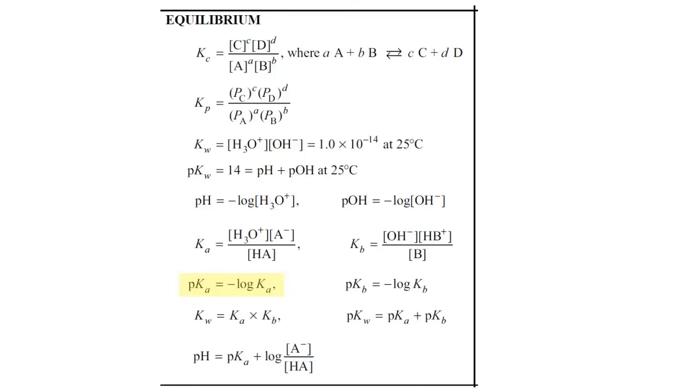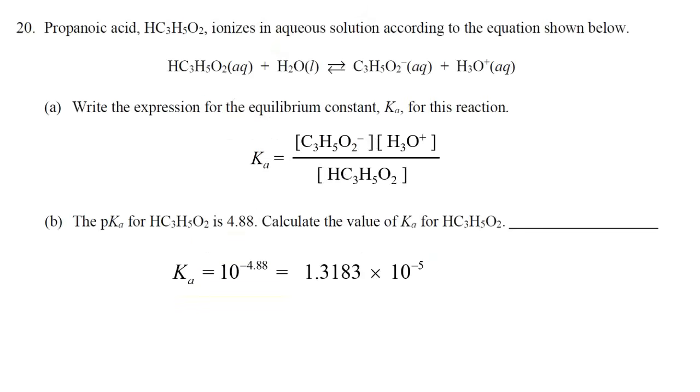So what we have to do mathematically is the opposite of taking the negative log of a number. And so the opposite of negative log is 10 to the minus something. So it's going to be 10 to the minus, in this case, 4.88. That will give us the value of Ka.